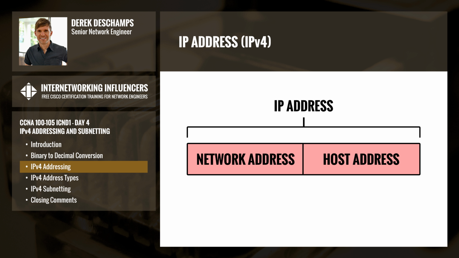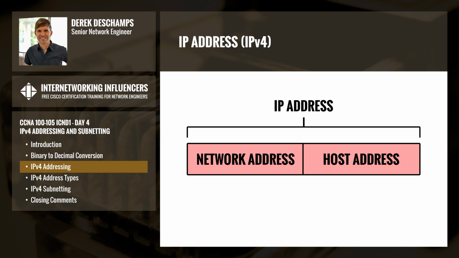An IP address is comprised of 2 parts. The network address portion of an IP address identifies which network the IP address belongs to, while the host address portion is used to identify the individual host or interface on that network. The network address portion is used by both hosts and routers to determine where to forward packets.